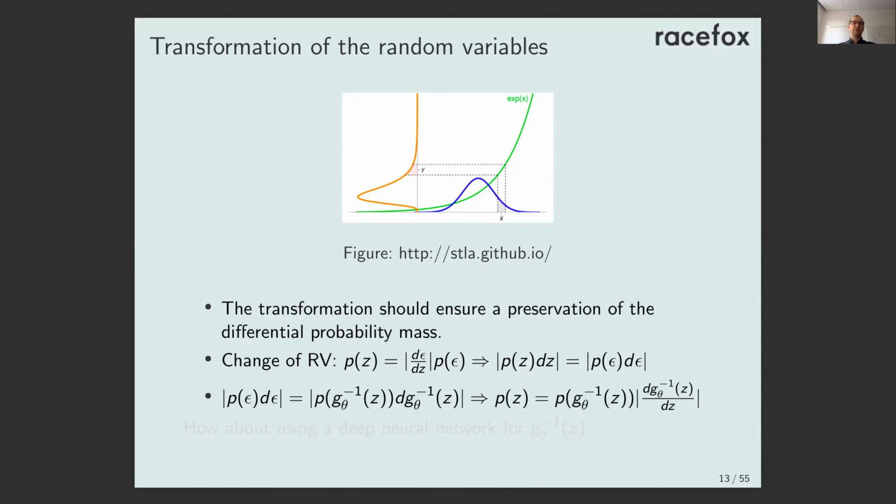And why is that important? It's because if I express p of epsilon as my reparameterization function, but not as the forward, but as the inverse of it, that means that I can express the likelihood of the data using the inverse of my reparameterization function multiplied by the magnitude of its derivative. And this is important because that was the only term that ensures that the integration goes up to one and not less, not more.